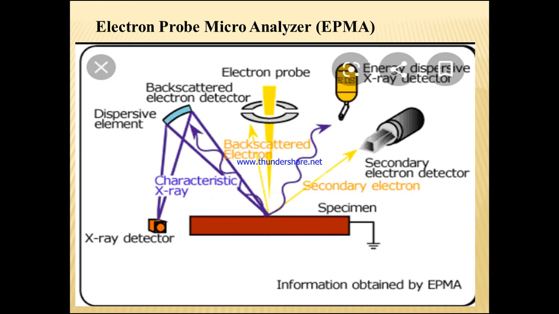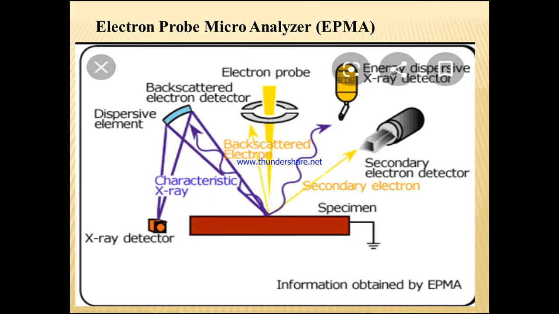Come out from the outer cell. So the space will be created there. The high energy electrons from the outer cell will take over the place of the inner cell here. At that time, we are going to see the emission of the characteristic X-rays. These characteristic X-rays are detected by the X-ray detector.